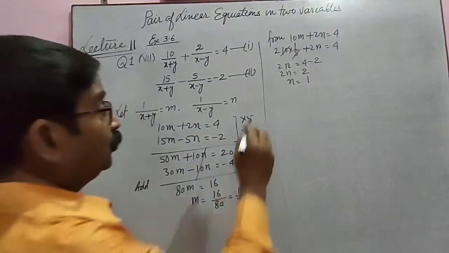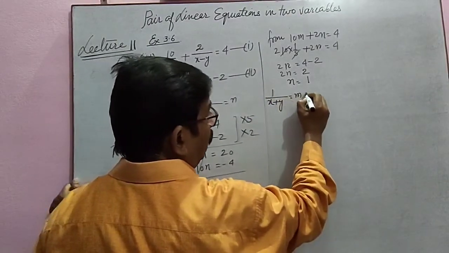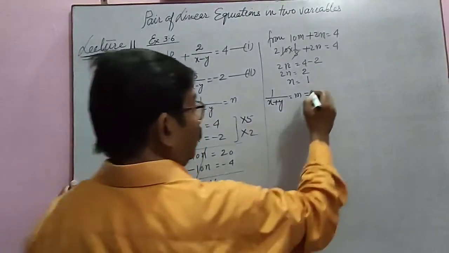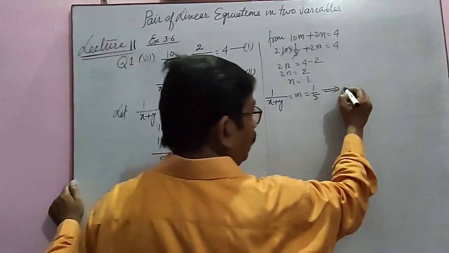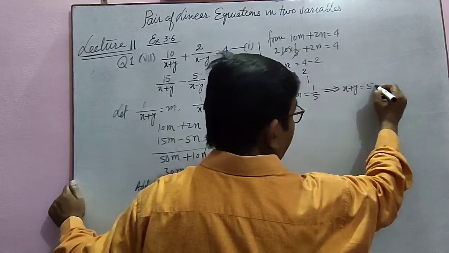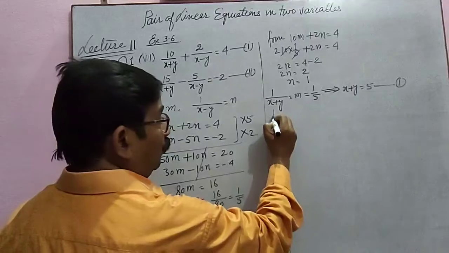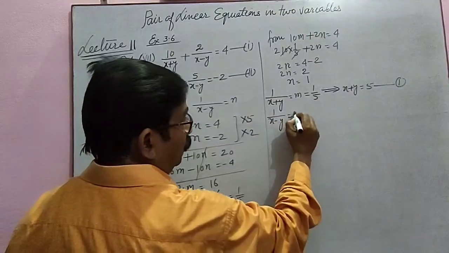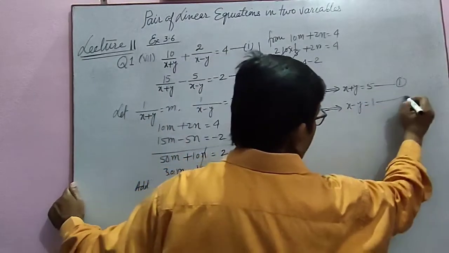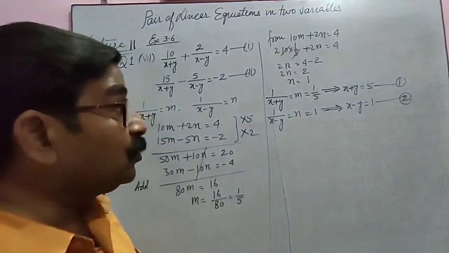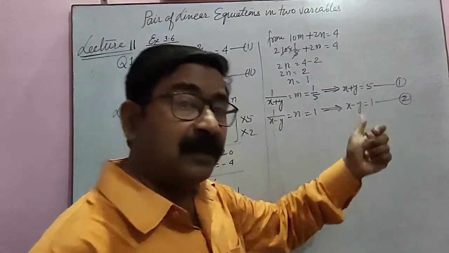Now let's put the values back. Here 1 upon x plus y is equal to m, which is 1 upon 5. Get the reciprocal of both sides. So x plus y is equal to 5. Let this be equation number 1. And 1 upon x minus y is equal to n, which is equal to 1. Get the reciprocal. So x minus y is equal to 1. Let this be equation number 2. Now we have got another two equations in x and y. Solving these two, we can get the values of x and y.